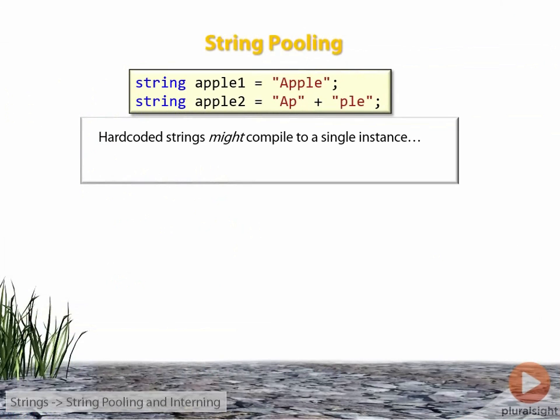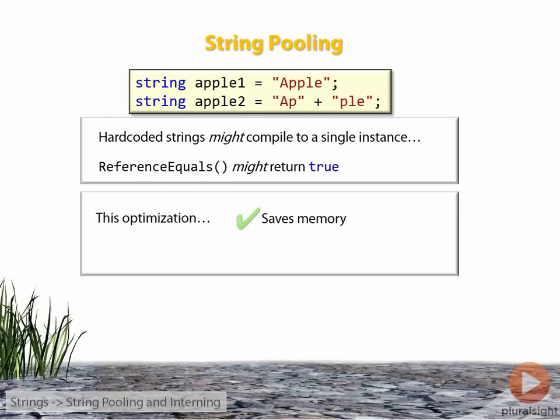If you have hard-coded strings in your code whose values are therefore known at compile time, then you may find they get compiled into one single string. That means that calling reference equals may return true for them, even if they look like different instances of the same string in your source code.